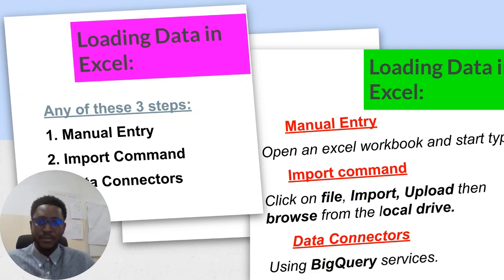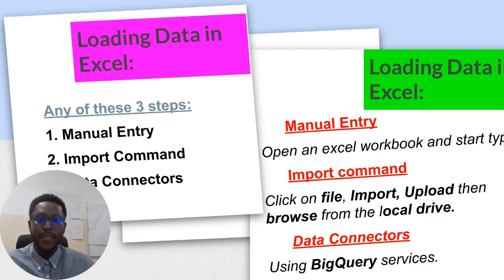Loading data in Excel. We can use any of these 3 steps. This is just a brief note, and in the next slide, we'll do a practical demo. Among the 3 steps that you can use to load data into Excel are the manual entry, import command, or using data connectors. The manual entry: just open an Excel worksheet, start typing, or manually copy and paste data into an Excel worksheet. For the import command, there are a series of steps that you need to follow: file, import, upload. For the data connectors, we have Google BigQuery that you can use to upload data into an Excel file.